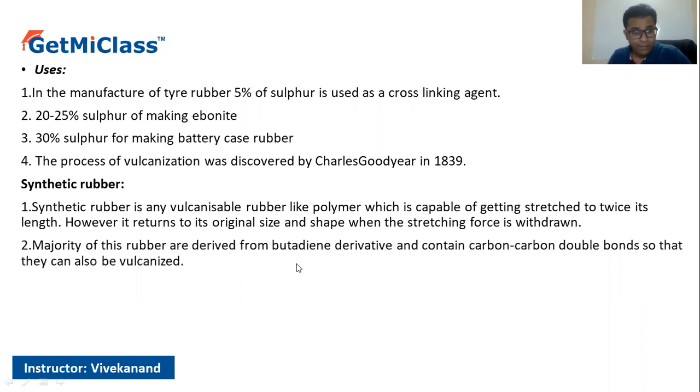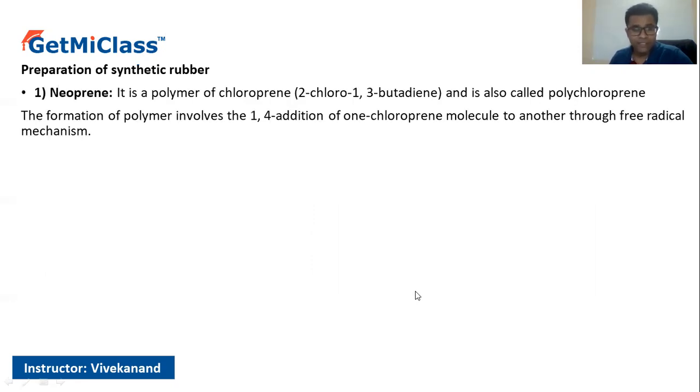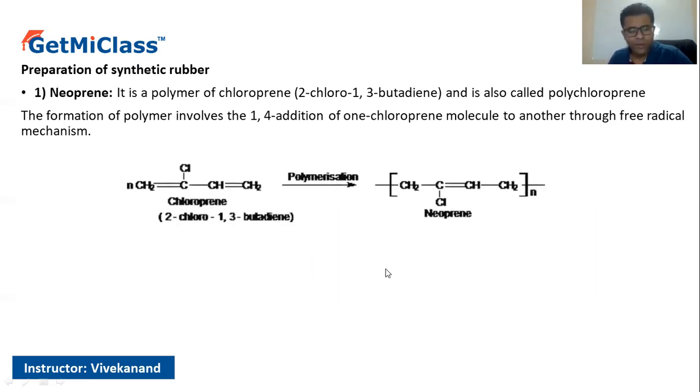Okay, so the majority of these synthetic rubbers are butadiene derivatives, which contain carbon-carbon double bonds, as we have seen in the case of chloroprene, right? So a synthetic rubber is either a homopolymer of 1,3-butadiene or its derivative, or a copolymer of 1,3-butadiene and/or its derivatives with other unsaturated monomers. The first one, neoprene, is the polymer of chloroprene, right? So this is again 1,4 linear addition of the chloroprene unit.